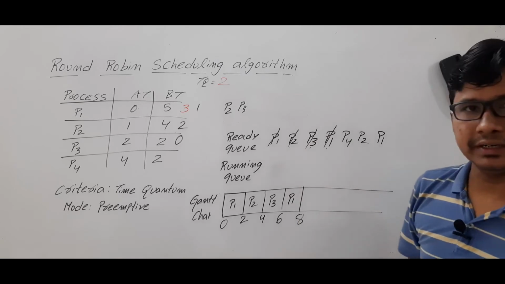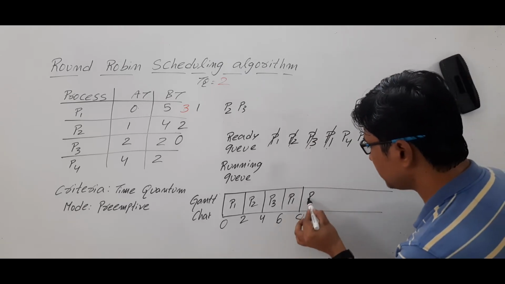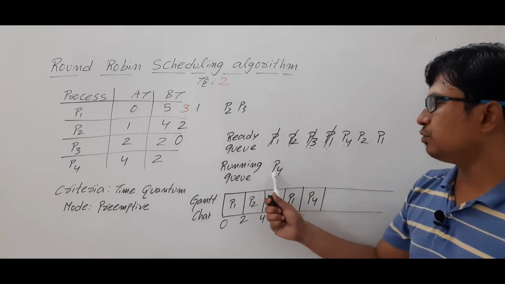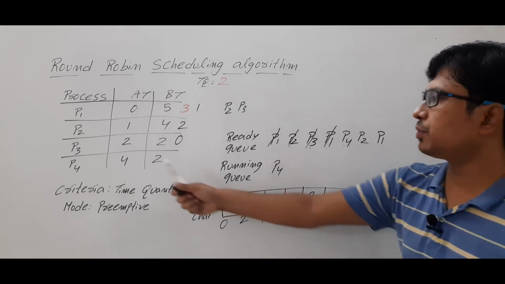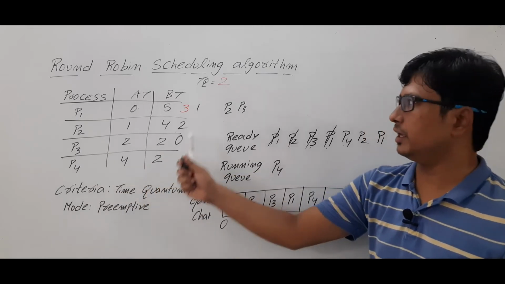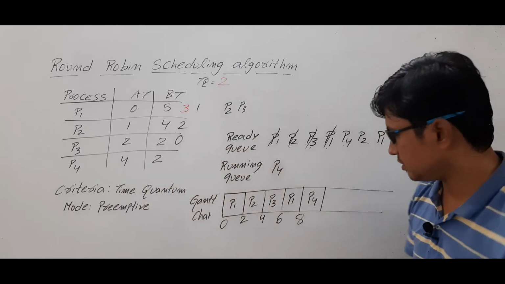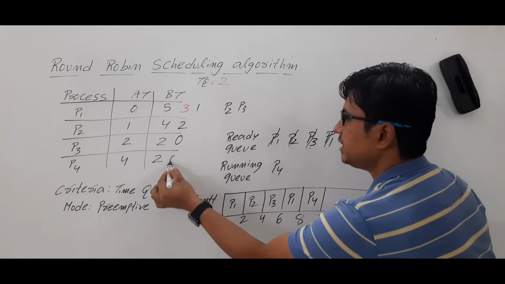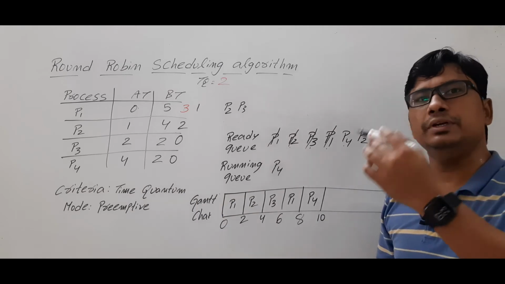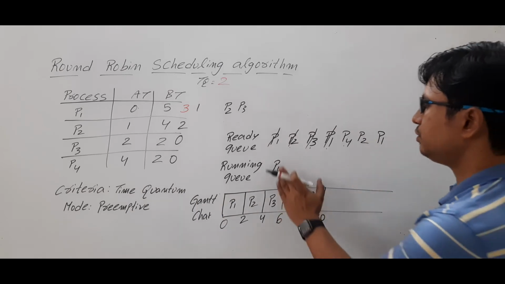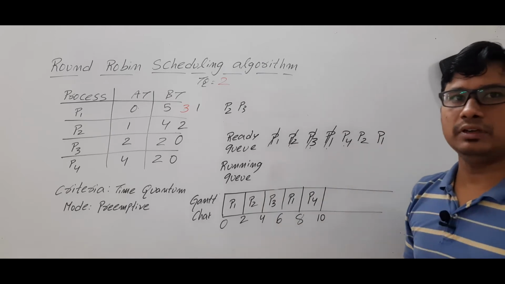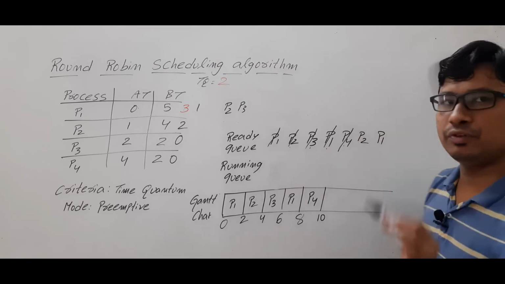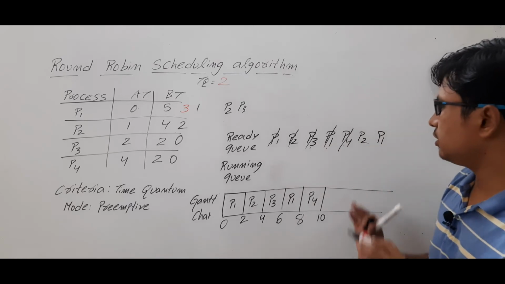This one is completed. Now P4 will be kept in the running queue because it is the next one. The processor P4 needs 2 units of time and the time quantum is 2 units of time, so we will run processor P4 for 2 units of time. Its remaining burst time is 0, so it will be shifted to the terminated state. So it will be removed and kept in the terminated state, so we need not keep it in the ready queue. So processor P4 is also done. Is it clear? Are you able to understand?